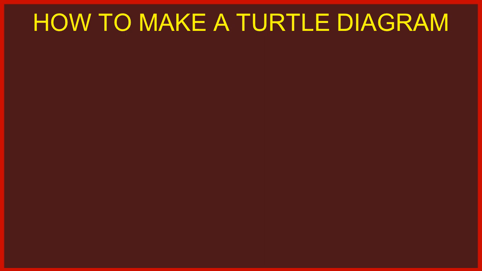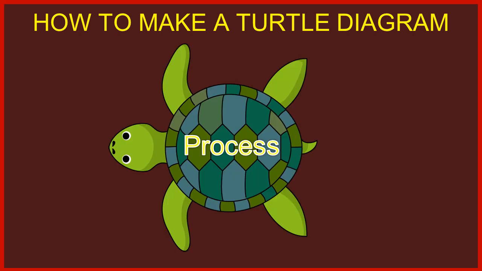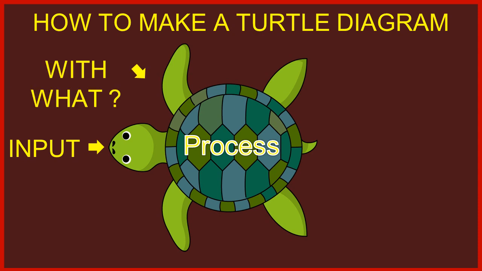Now the main question is how to make a turtle diagram. You begin by first identifying the process to be studied. Then you apply the following questions to analyze the different elements of the process. The first is input, which means what goes into the process. The second is with what. It talks about the material resources, what resources are used to complete the process. For example, the machines, equipment, tools, workstation, etc.